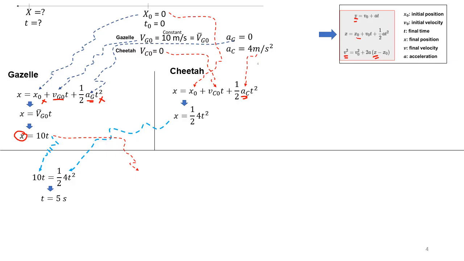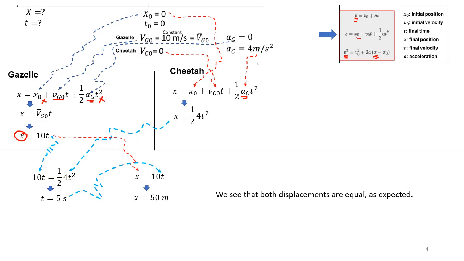Now the distance or the position when the cheetah catches gazelle is x is equal to 10t. Substitute the 5 seconds to this t, we get 50 meters. So we see that both displacements are equal as expected, because even if you substitute here, you get the same 50 meters.